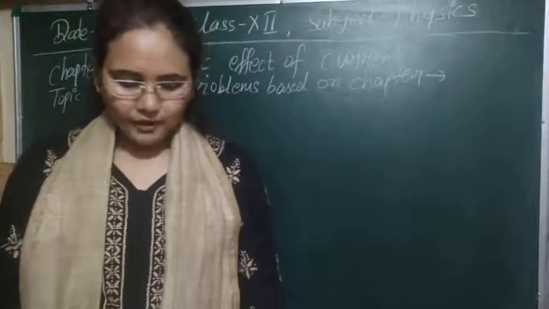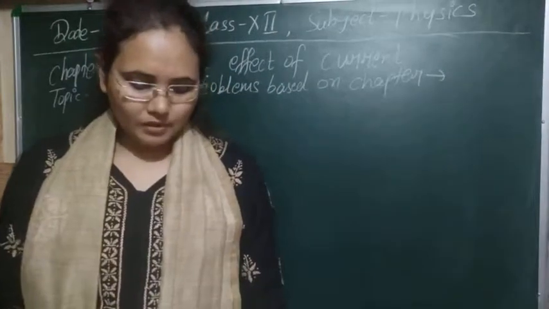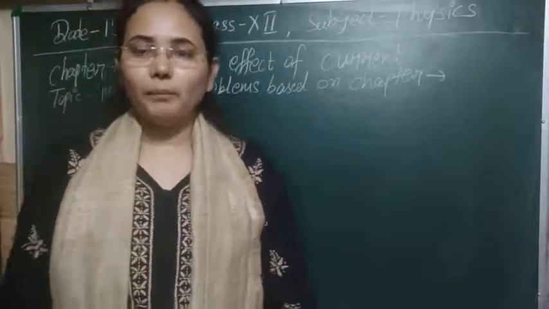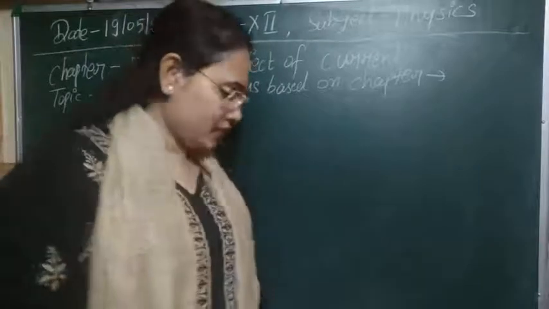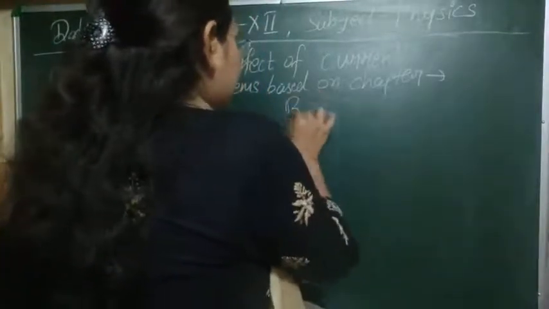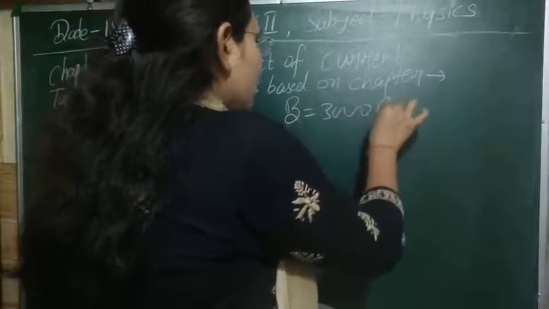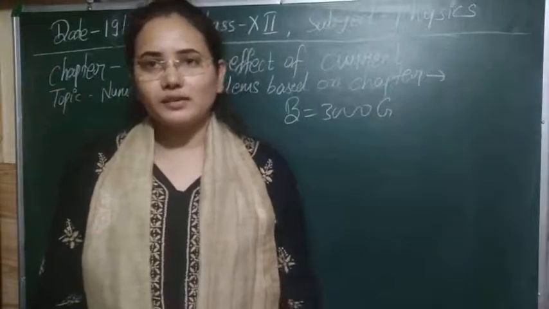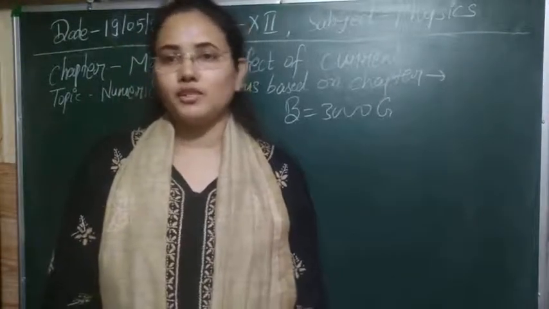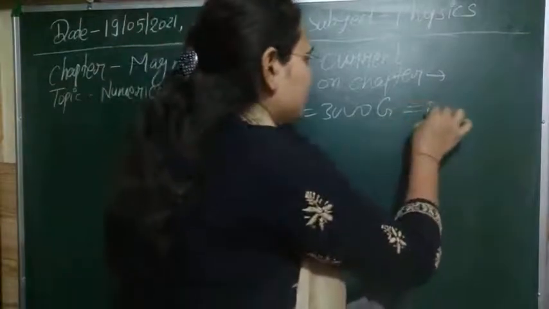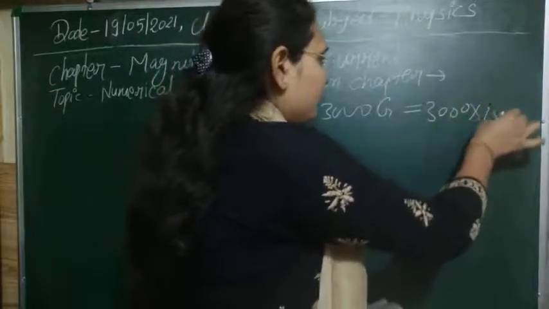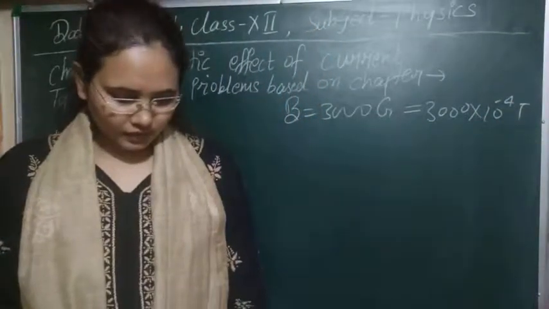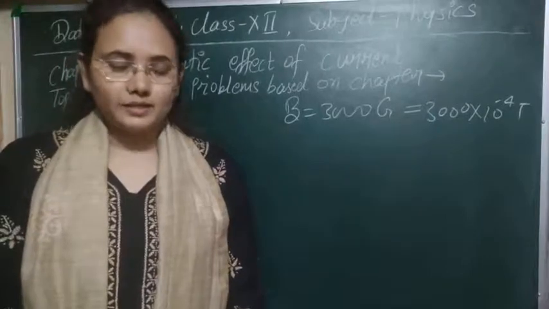A uniform magnetic field of 3000 Gauss is established along the positive z direction. So we have a uniform magnetic field established, and its value is B equal to 3000 Gauss. Gauss is also a unit of magnetic field, and if you convert it into Tesla, then 1 Gauss is equal to 10 to the power minus 4 Tesla. So you can also write it as 3000 into 10 to the power minus 4 Tesla. Clear, I think.